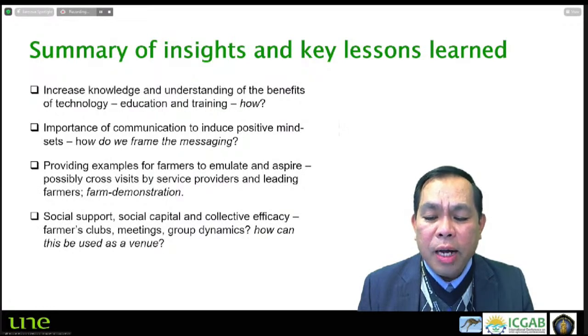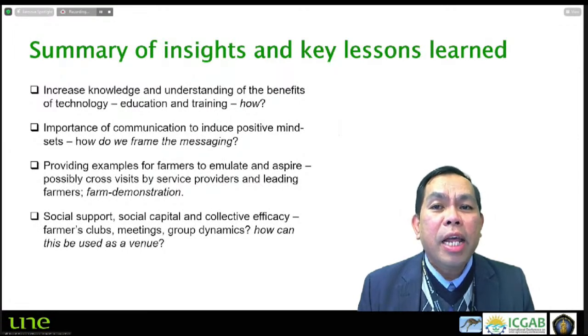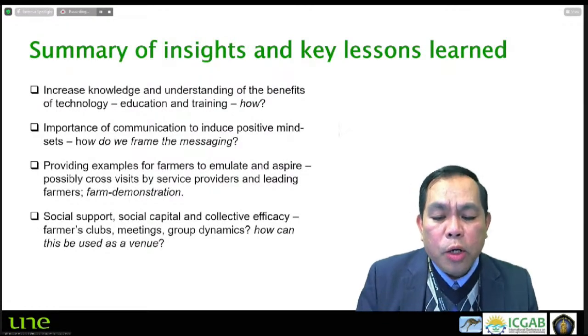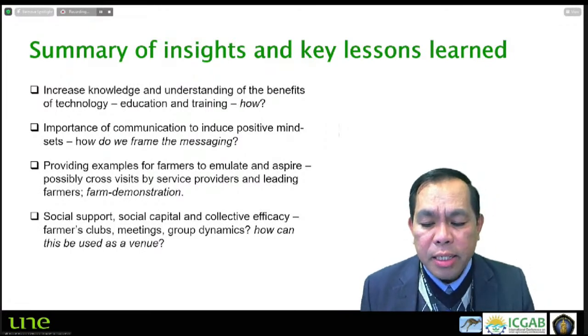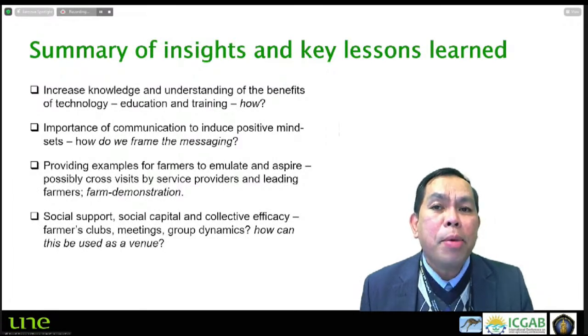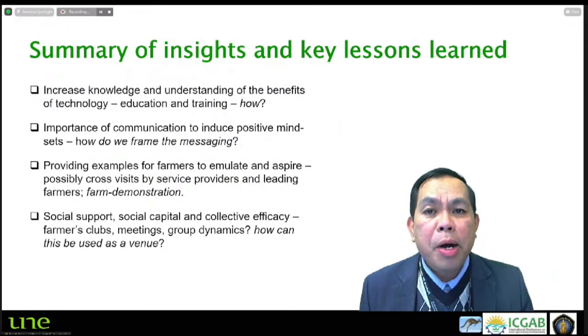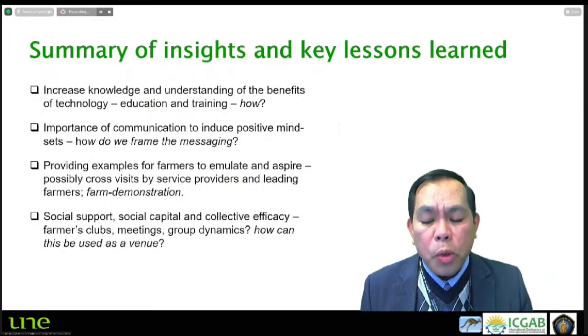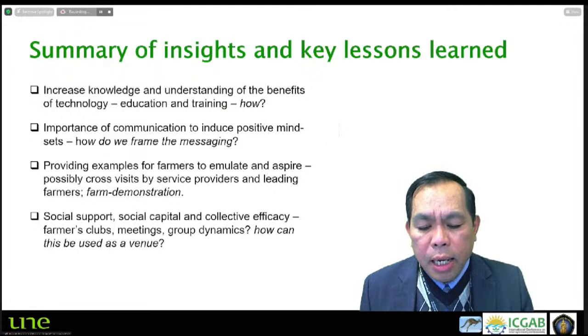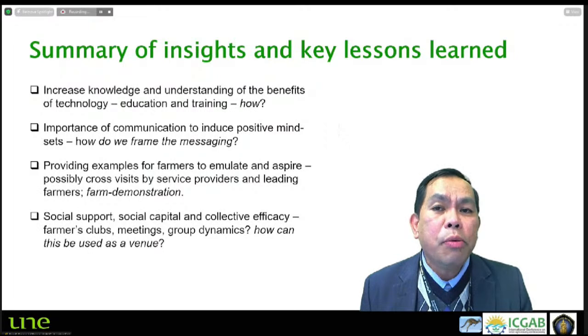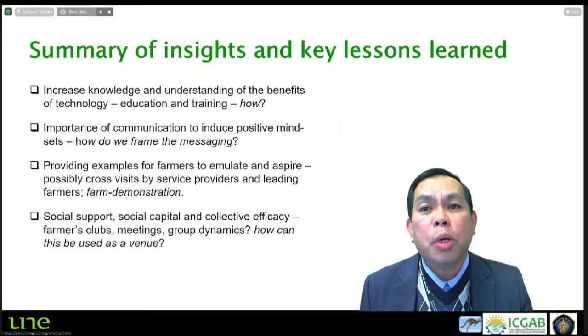And finally, some of the things that we need to consider based on the behavioral profiling: we are able to have increased knowledge and understanding about the benefits of our technology. It can be done through education and training. We can examine and evaluate the role of information or communication to improve the positive mindsets of our farmers. And of course, providing examples to farmers to emulate and aspire to is paramount. And finally, the role of social support, social capital and collective efficacy are very much an important consideration when promoting technology to our smallholder farmers.